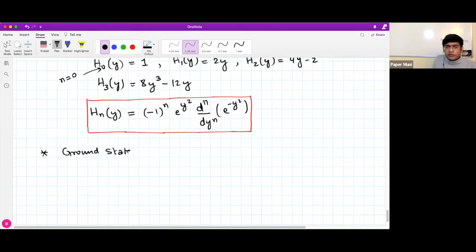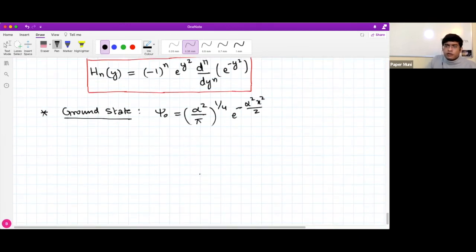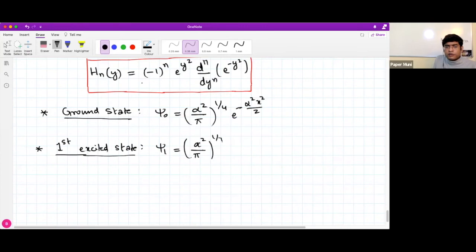So the ground state: psi naught is equal to alpha square by pi, to some power. Don't worry about it; if you keep using these functions, you'll remember this. You can see the format, you have an exponential term. Let's write down the first three states, and then we'll discuss what to remember. The first excited state looks like this: psi 1 is equal to alpha square by pi to the power 1 by 4, times 1 by root 2, times 2 alpha x e to the power minus alpha square x square by 2. Then we have the second excited state.